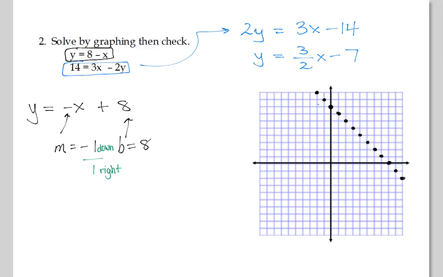So where do you plot first? -7. So count down from the origin. 1, 2, 3, 4, 5, 6, 7. Nice dot right there. Now you have to go look at the slope to get the next point. So a positive slope, so you got to go 2 to the right and 3 up.